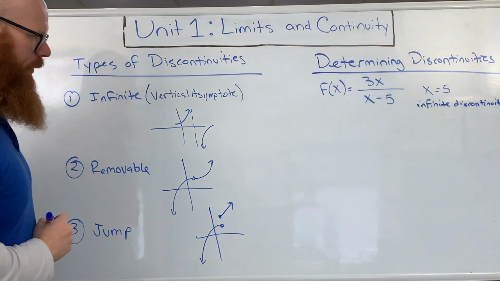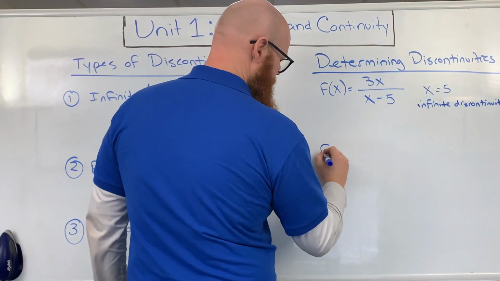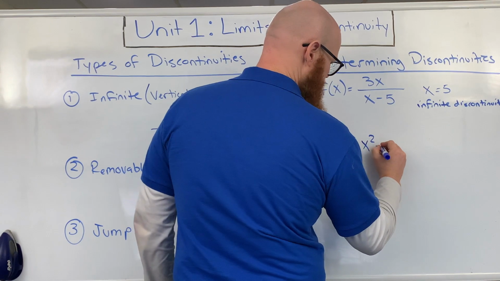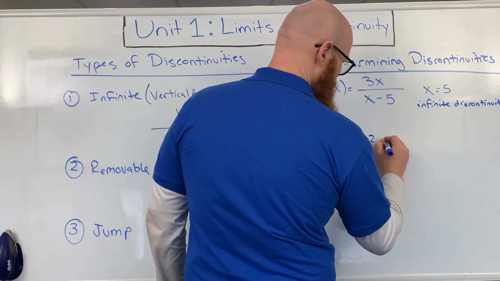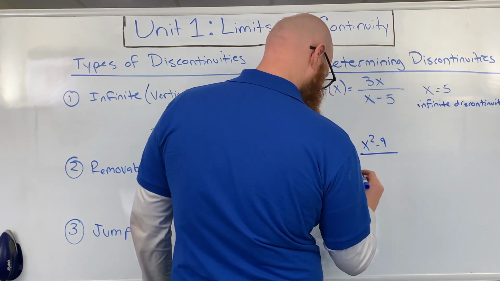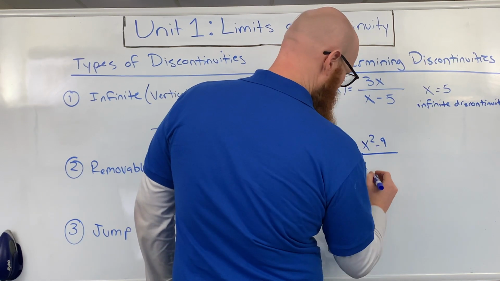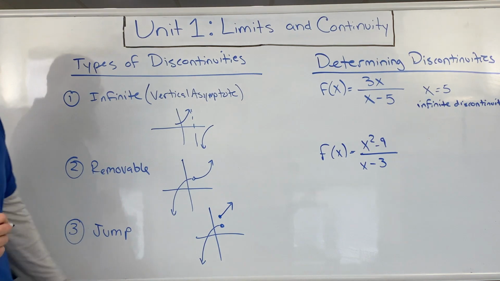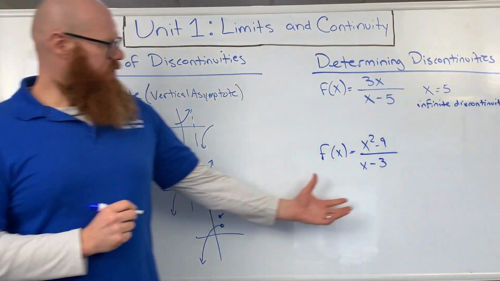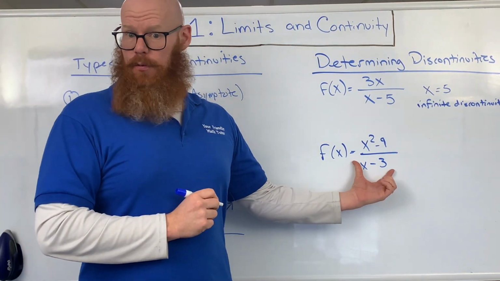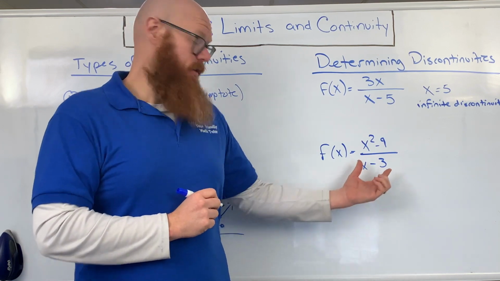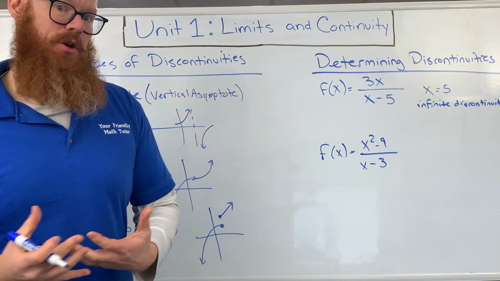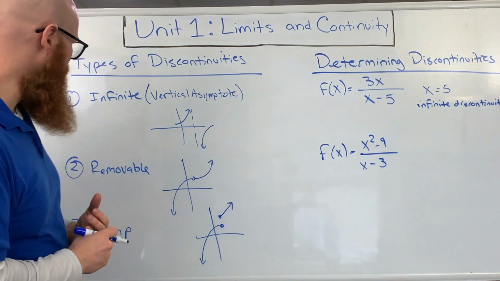For a removable discontinuity, one way you will see this is it will look just like this. So let's say we have x squared minus 9 over x minus 3. At first glance, you say, okay, x can't equal 3, because if I divide by 0, then that's undefined. So it's definitely not continuous at 3, but which type is it?